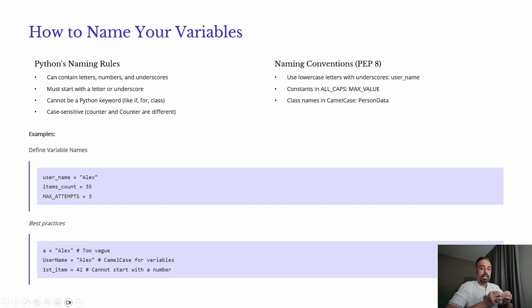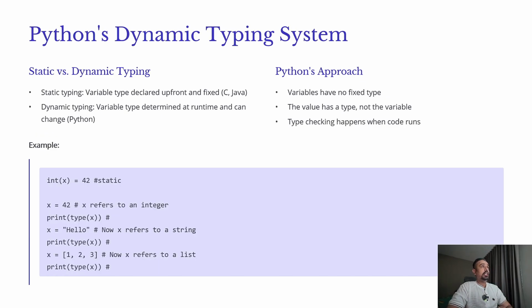And in the field of artificial intelligence and machine learning, when things get too complex, clear names are a lifesaver for us. So we have to make sure that we follow this during our journey of learning Python for machine learning. Now, coming to a very important part, that is the dynamic typing system in Python.